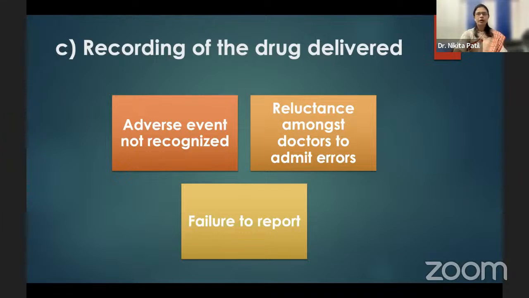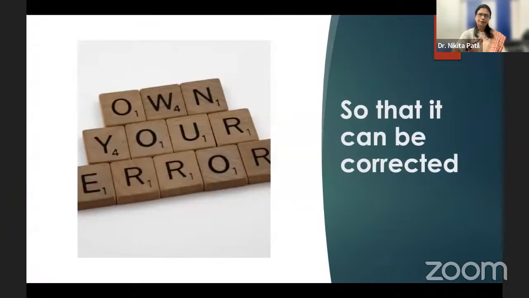Reluctance among doctors to admit errors is very, very difficult. Even when I made my first mistake, I did not tell my friend. But over the period, because things have to be changed in OT and audits happen in our OT, at that time also it will be always like, we should not blame who has done this. Actually, what has gone wrong and what can be done. So that is very important. And failure to report, even at higher levels. We will come to this again.